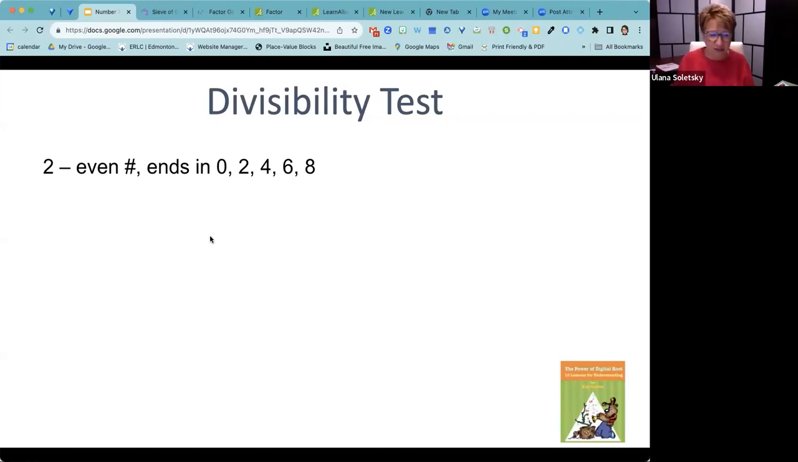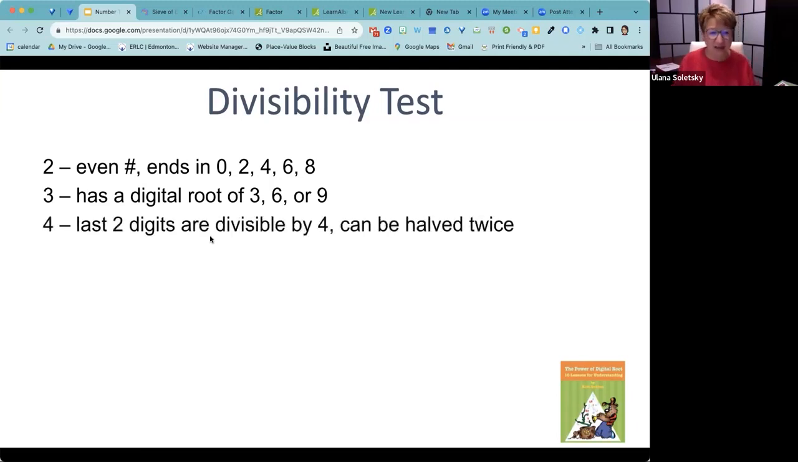And so the divisibility tests from using the digital roots: it has to be an even number, so it ends in a 0, 2, 4, 6, 8. For 3, it has to have a digital root of 3, 6, or 9. The last 2 digits for 4: if you want to know, does 4 go into it evenly? You just look at the last 2 digits. And if the last 2 digits can be divided by 4, then 4 will go into it without a remainder.